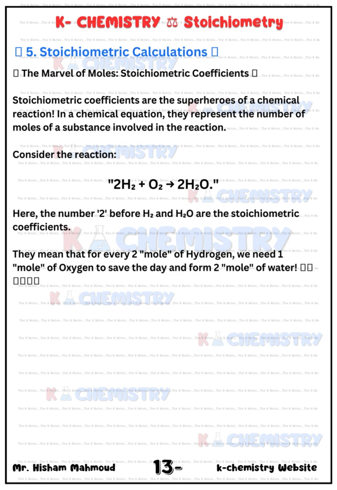Hydrogen and oxygen react to form water. Here, the number 2 before the hydrogen and water are the stoichiometric coefficients. They mean that for every 2 moles of hydrogen, we need 1 mole of oxygen to save the day and form 2 moles of water.